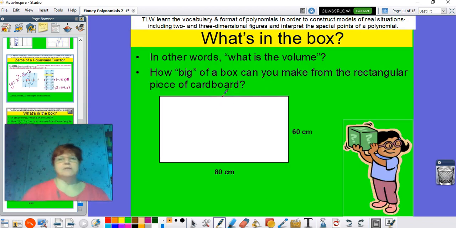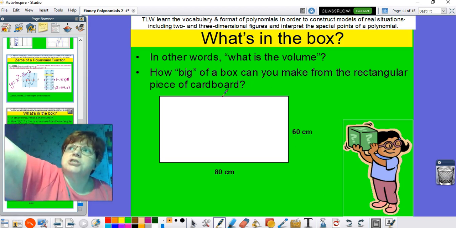So what's in the box? In other words, we're going to make a box from a regular sized piece of cardboard. The cardboard is going to be 80 centimeters by 60 centimeters, and what we want to do is fold this into a box. So we're going to take this flat sheet.